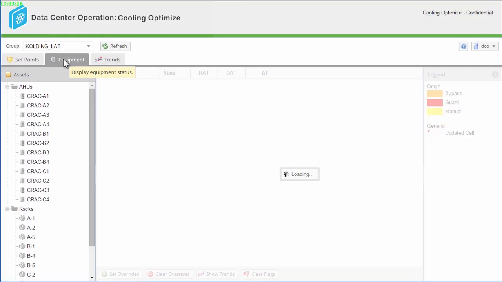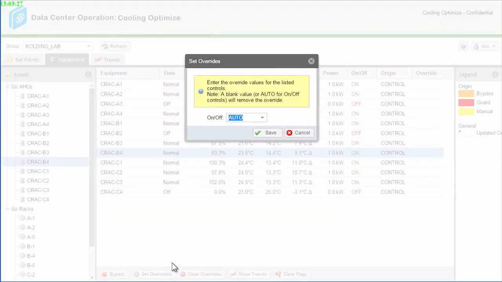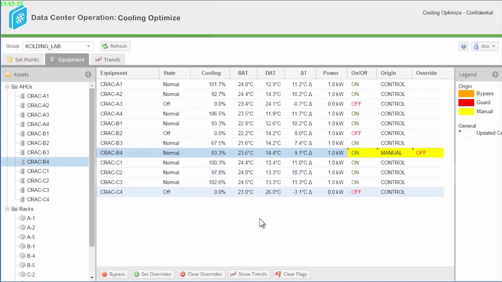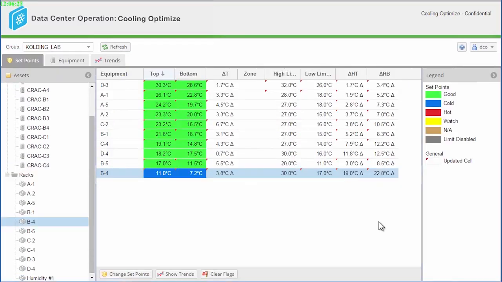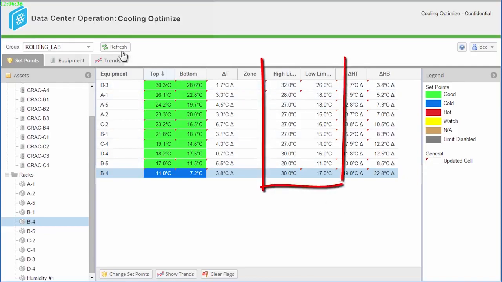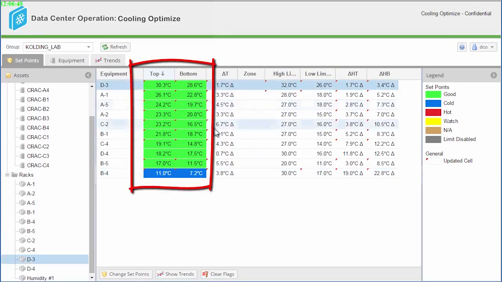The Cooling Optimize server allows us to set temperature limits for racks and control the state of the cooling units. Overrides allow us to manually control cooling units. Temperature set points define rack temperatures. These are desired temperature limits for equipment. These are the actual temperatures of top and bottom sensors.